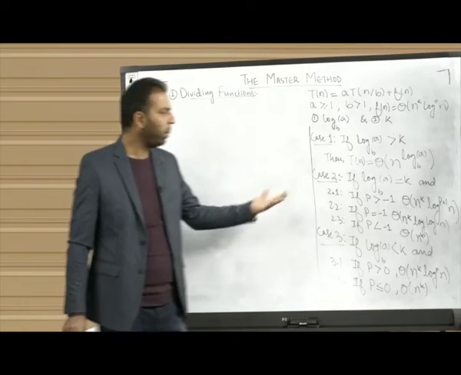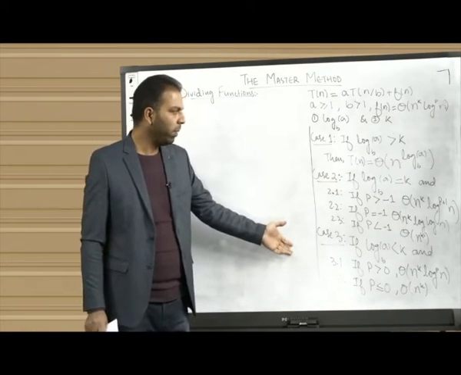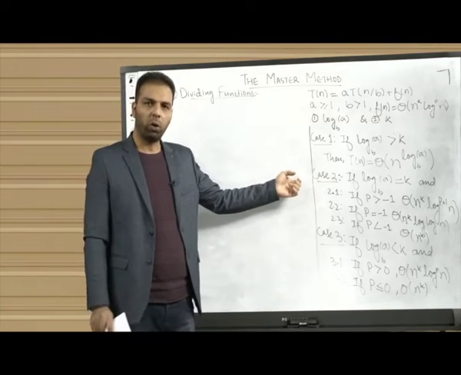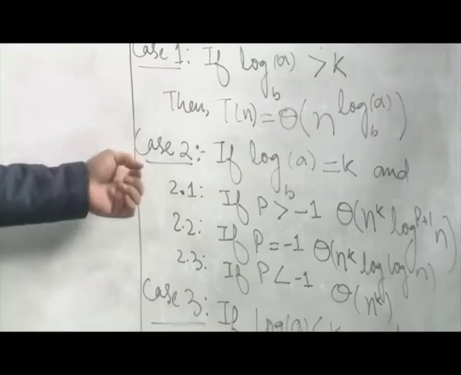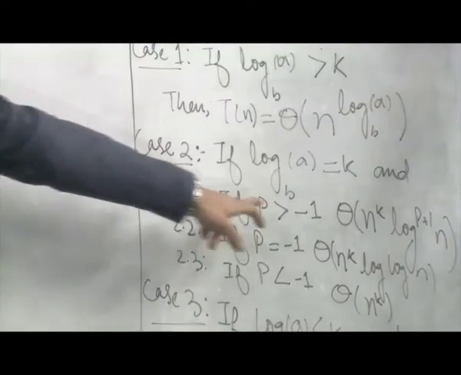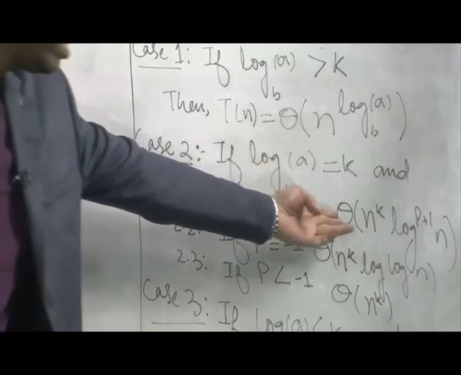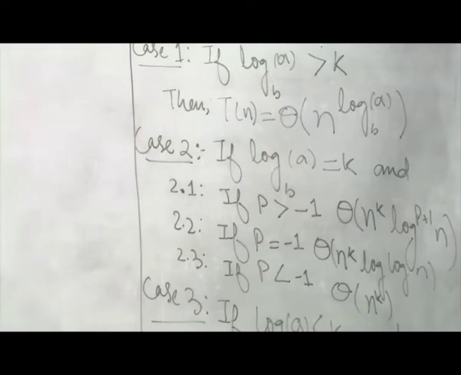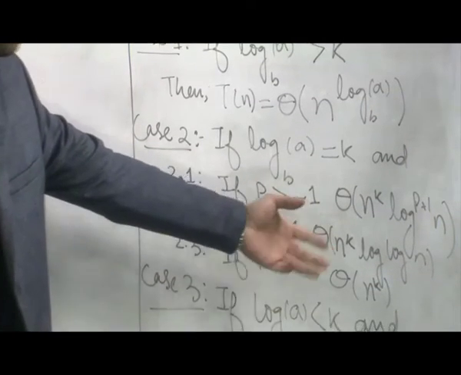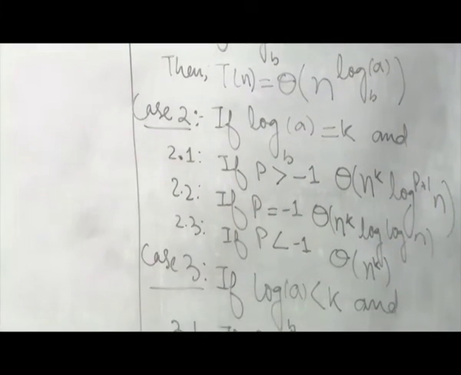But the sub cases arise in case 2 and case 3. In case 2, when log a to the base b is equal to k, you have to also check p, the power of log n. If p is greater than -1, then you have this; this will be the tight bound for your recurrence. If p is equal to -1, then it will be theta n raised to power k log of log n.